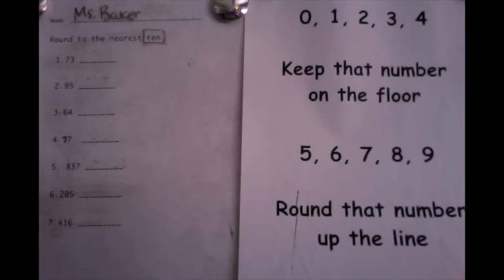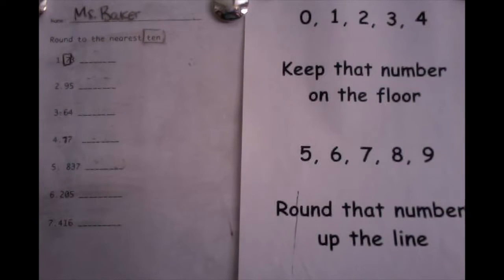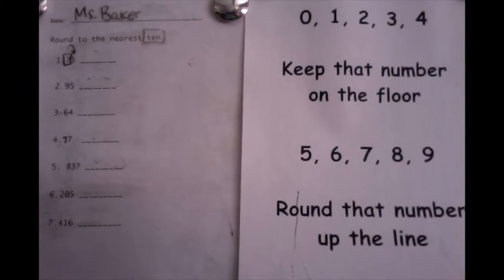Number 1 is 73. The first step is to put a box around the place value that we are rounding. So I know that I'm rounding in my tens place. Let's go ahead together and put a box around the 7 in the tens place. Now I need to decide if I'm keeping this number that I've just boxed on the floor or if it's going to round up the line. And to do that, I need to look next door. Go ahead and draw a little arrow next door. And next door I have the number 3.